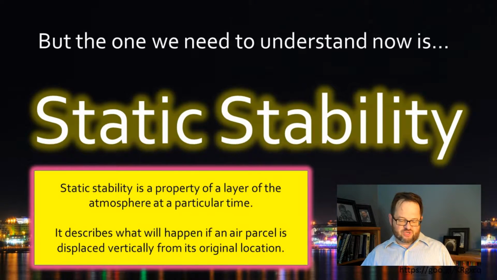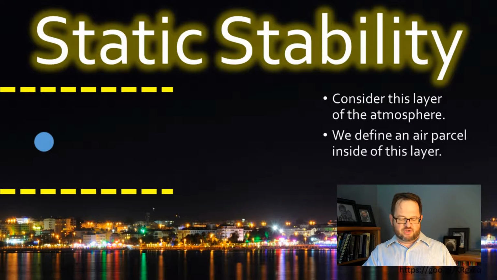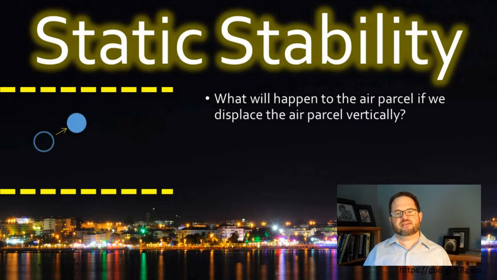Well, let's consider this situation. Here I've got a layer of the atmosphere drawn. That picture in the background is part of the story here. So I've got the bottom and the top of some layer of the atmosphere. Maybe that's the Ekman layer or something like that. And let's just define, hey, there's some air parcel inside of there. Now, what's going to happen if we take that air parcel and we displace it vertically?